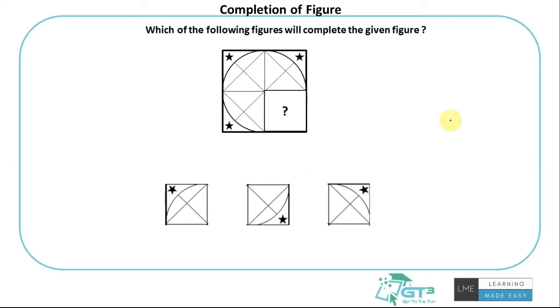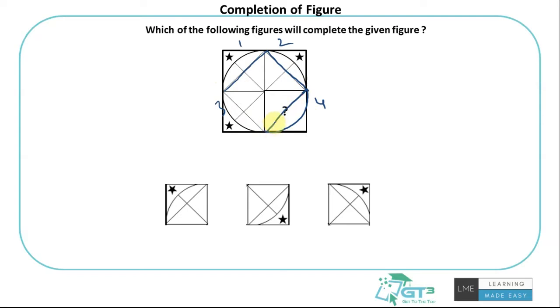Now, completion of figure. This is a bit similar to the series per se, but here you have to understand that of these four parts, this is one part, two, three and four, the three parts would show you a similar pattern, which should be complementing in that fourth missing part. So what you need to do is just see this and try to draw it. I see a circle, so I'll just draw a circle like this to complete. I see lines like this, so it looks like a rhombus or a square rather.